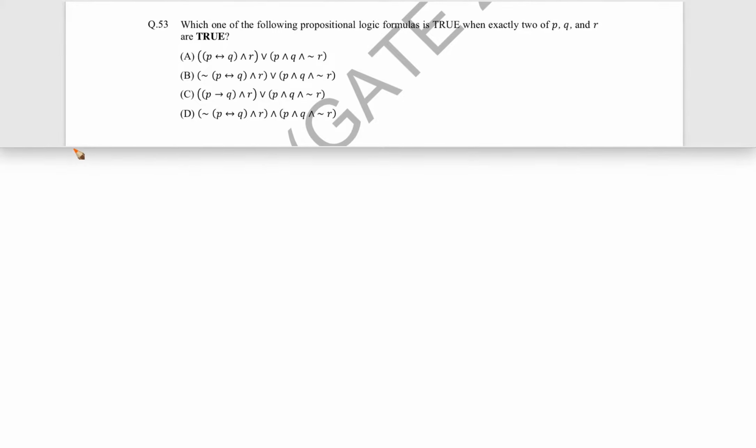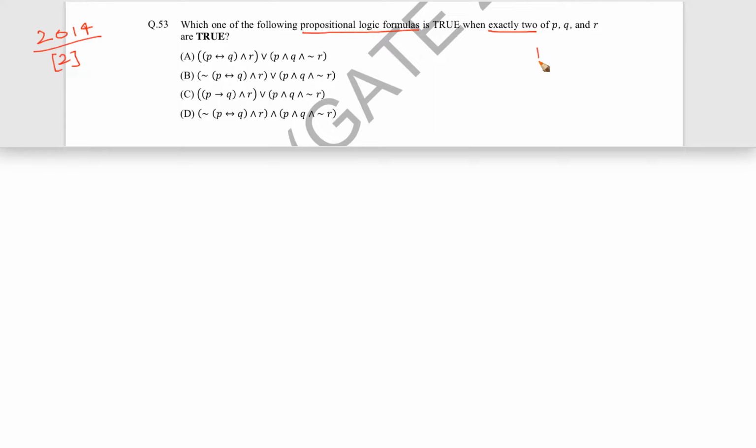Okay, now let's see this question. This question came in GATE 2014 for 2 marks. The question is, which one of the following propositional logic formulas is true when exactly two of P, Q, R are true?